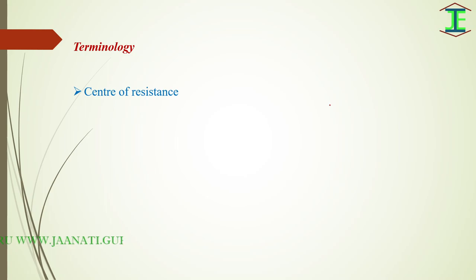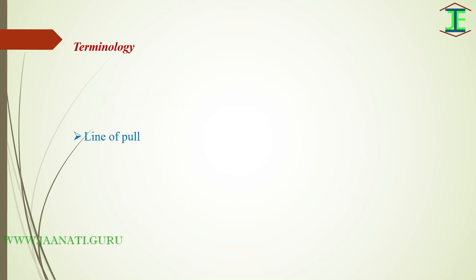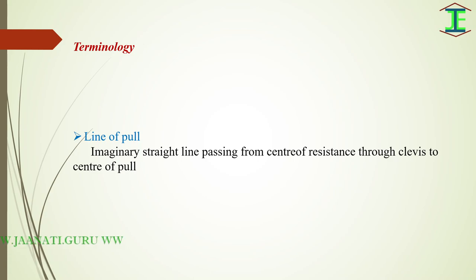Center of resistance. Center of resistance is the point of the implement where all the horizontal and vertical forces act. And mostly it will be at the 3/4 place of that plow. Line of pull. Line of pull is an imaginary straight line passing from the center of resistance to the center of pull.